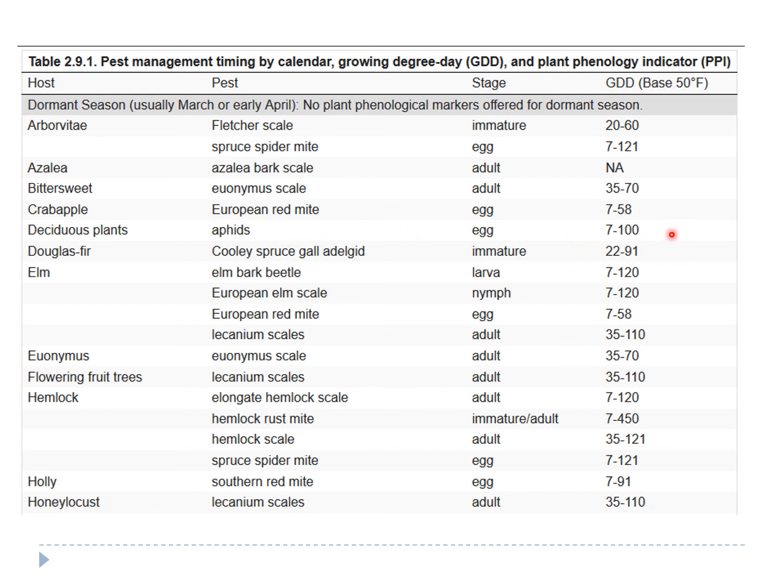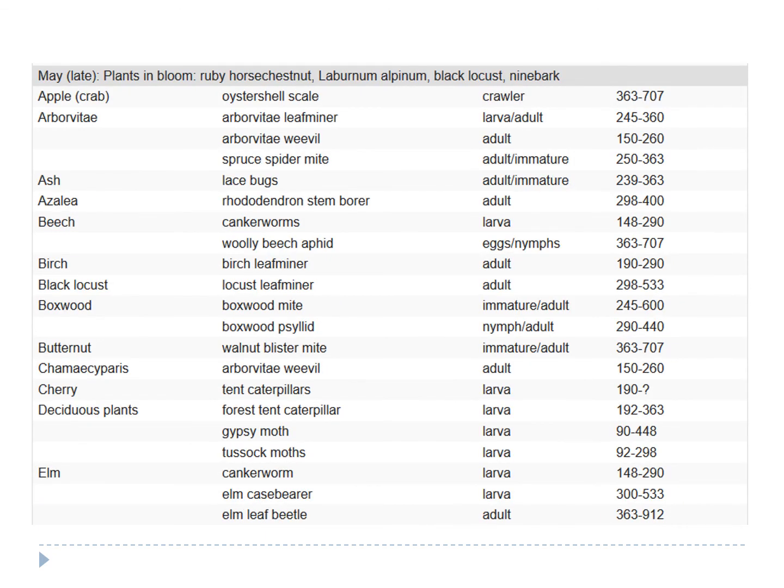Aphids, 7 and 100 days on deciduous plants. Some of the scales, oh, that one doesn't have anything, never mind. Hemlock scale, which is an important one for nursery growers sometimes, 35 to 121 growing degree days. And so you get the idea. So I can look at my pest and have an understanding of when it's going to be vulnerable to treatments during these windows of growing degree days. Here's one for a little bit later in the year. This is May.